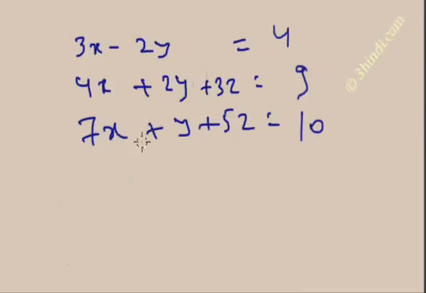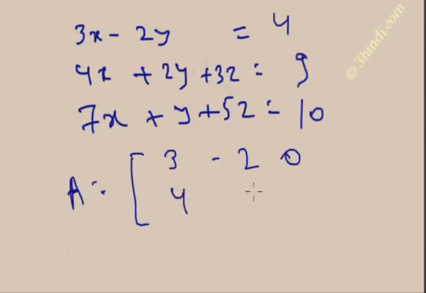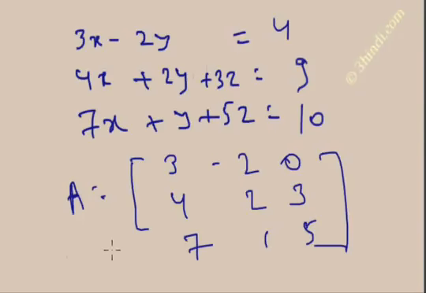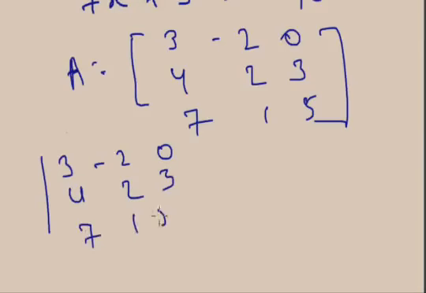To check the consistency, find the rank of A and K. So A is the matrix of coefficients: 3, minus 2, 0, 4, 2, 3 and 7, 1, 5. Find the rank of this matrix. How can you find it? You just find the determinant value. 3, minus 2, 0, 4, 2, 3, 7, 1, 5.